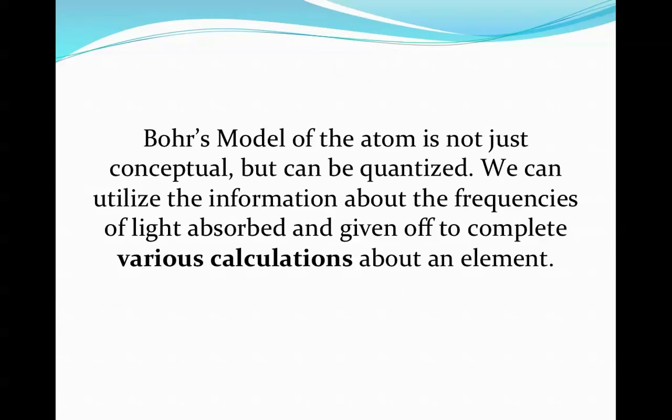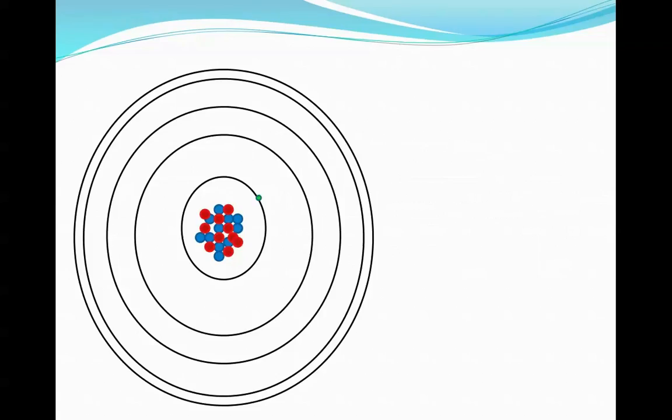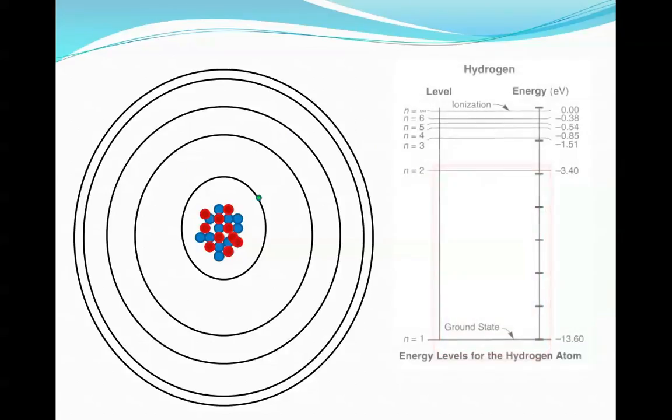Now, Bohr's model of an atom is not just conceptual, as we've done up until this point, but it can also be quantized. We can utilize information about the light and complete various calculations about the element. So in Bohr's diagram, we have our principal energy levels, but they don't just exist as rings around the atom, as we know.